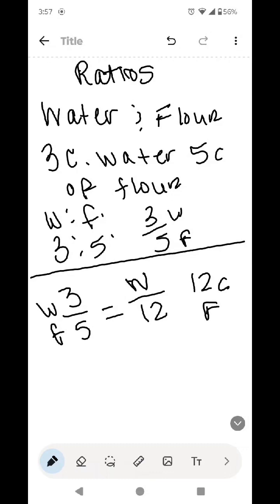Whenever you set up your proportion, make sure it's true. Flour to flour. Okay, cool. Water, water. Okay, cool. I'm good. It has to be in the right spot.